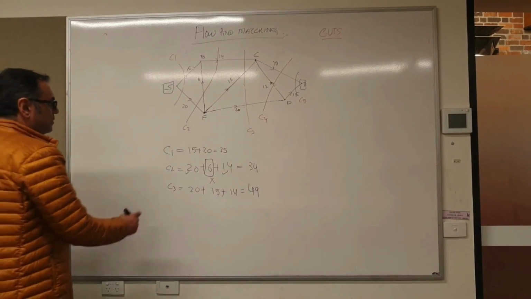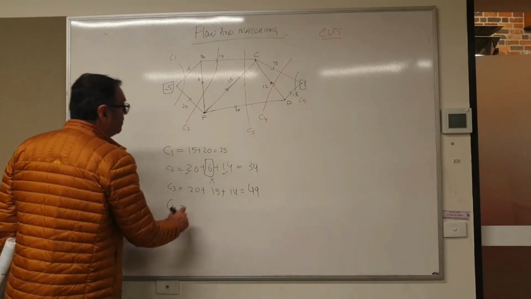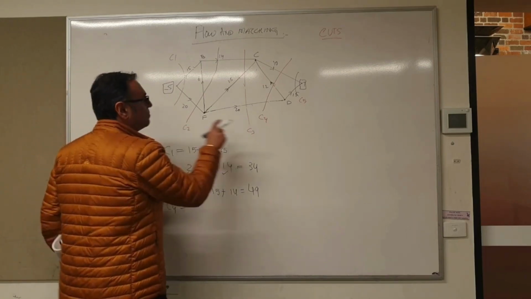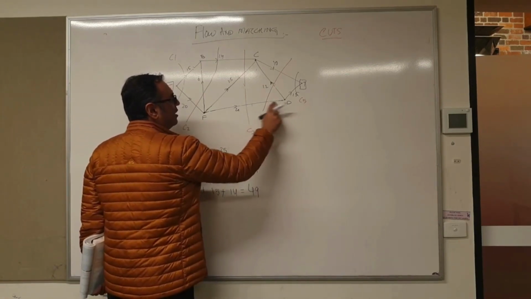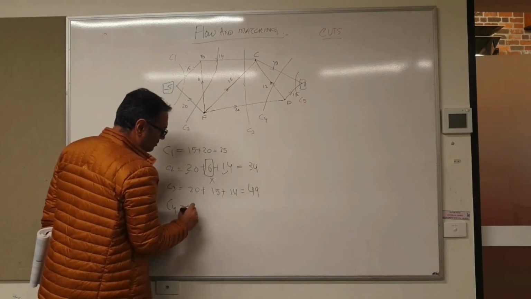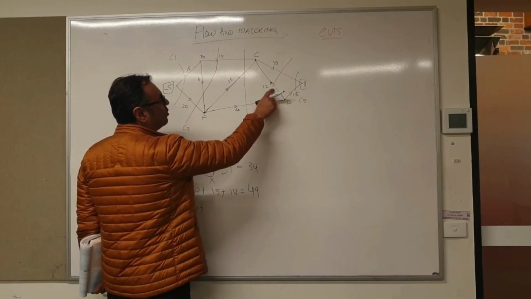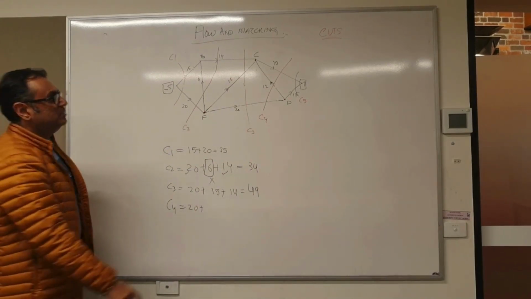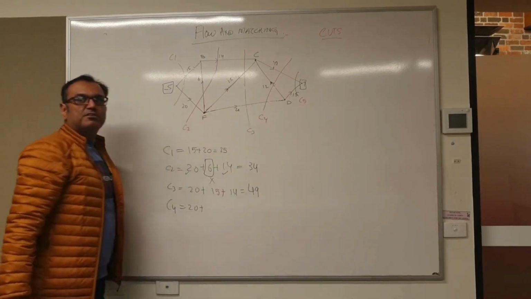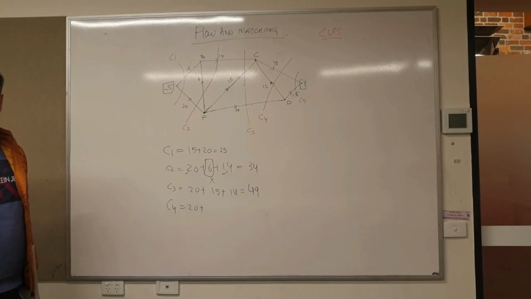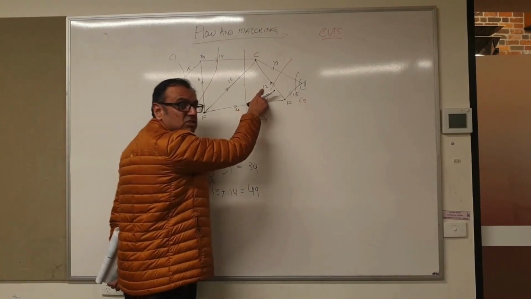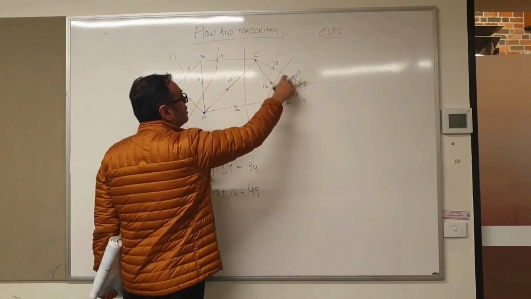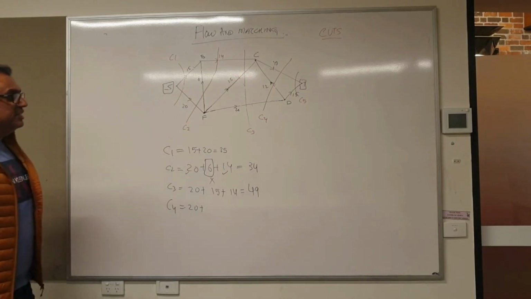What next? C4. 20 FD going out. Awesome. Hey, look what's happening here. Yeah, it's going reverse in the other direction, not going out. So I don't take this. The next one is CT, 10. I take that.